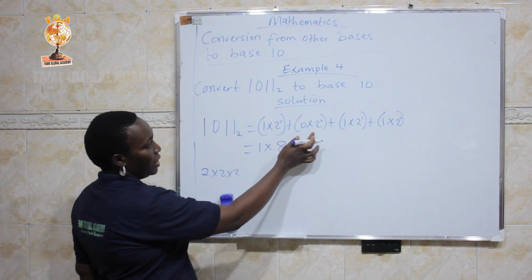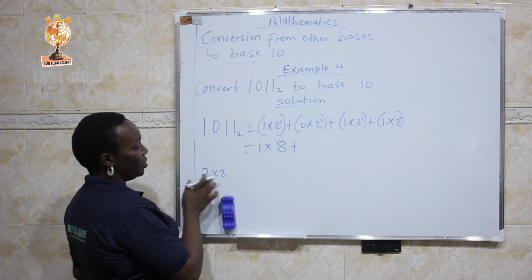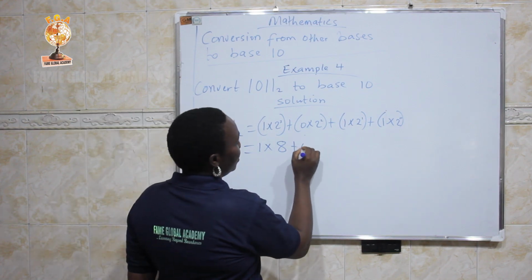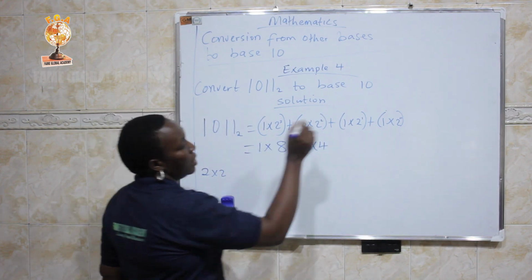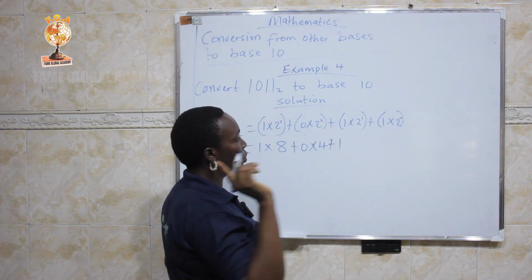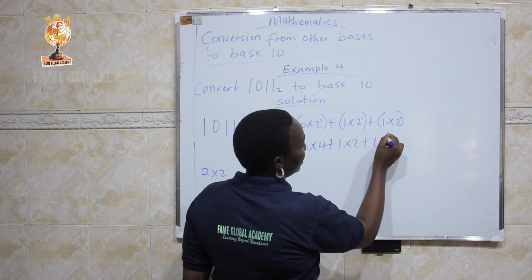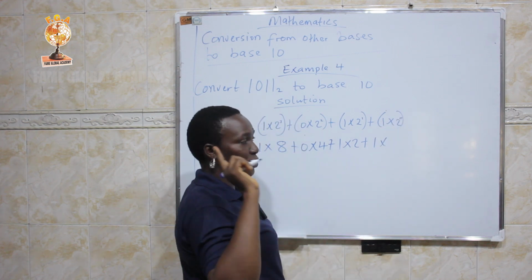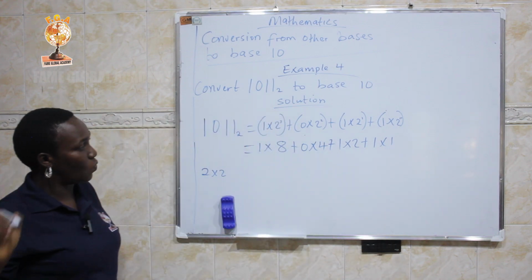Plus, now this one is 2 raised to the power of 2, so we have to multiply the 2 twice. That will give us just 2 times 2, which is what? 4. 2 times 2 is 4. Then plus 1 times 2 raised to the power of 1, the answer is 2 because it's just 2. Plus the last one, 1 times 2 raised to the power of 0 is 1. Don't forget that. Any number raised to the power of 0, the answer is 1.